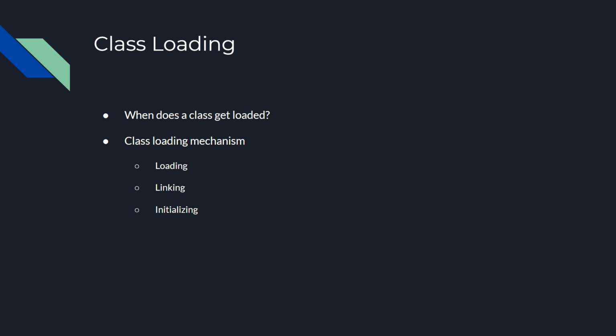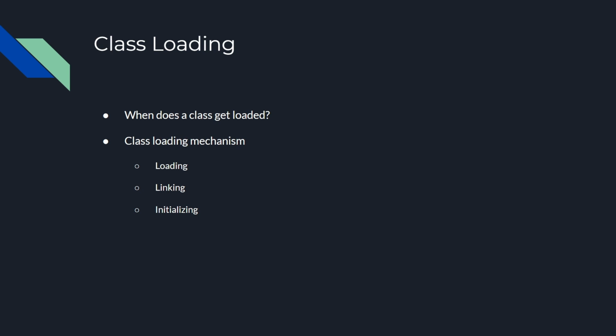So there are certain scenarios in which a class gets loaded. For example, when the program starts up. As we just discussed, the JVM will load the class which is required by the program to start its execution, which is basically the program's entry point, usually the main method. So the JVM will load that class in order to start the execution of the program.